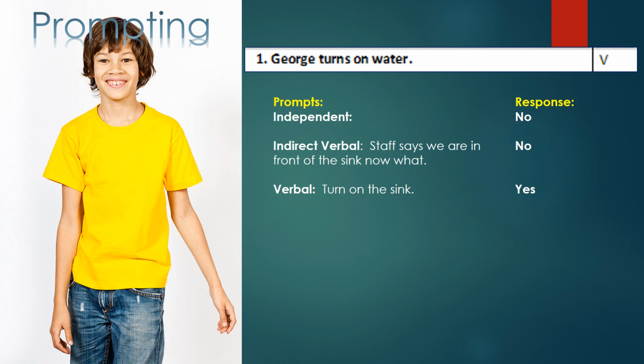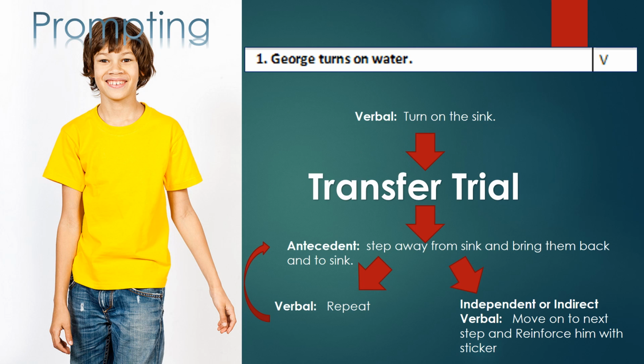So what happens if they don't respond to the general prompt? In this example we see that Kevin, our example, does not respond to the general prompt or the indirect verbal. He does however turn on the sink after a verbal prompt. Reinforcing here will not increase the likelihood of improvement. When we can't get them to meet the goal, we want to use a transfer trial. This is simply taking them back to the antecedent and trying again to get them to meet the goal.